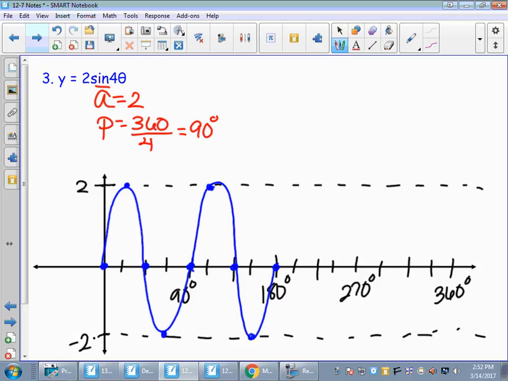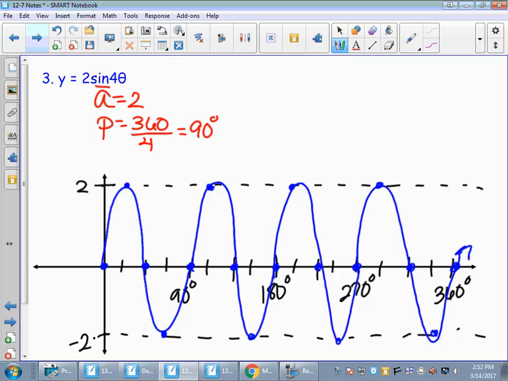You do it again from 180 to 270, middle, peak and valley. And then from 270 to 360, middle, peak and valley. And there you have it. You should see 4 different peaks and valleys within the 360 degrees. And that's because that B value is 4. They're telling you how many peaks and valleys you'll see within their normal 360 degrees.